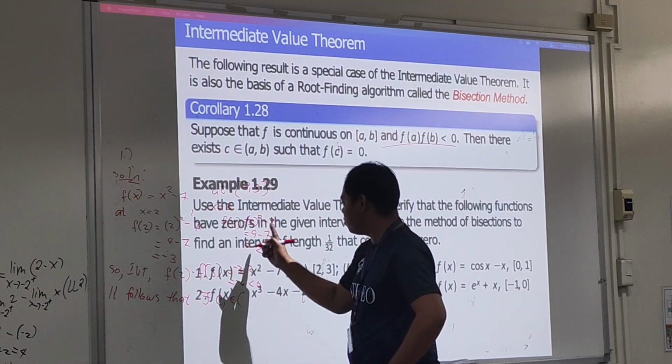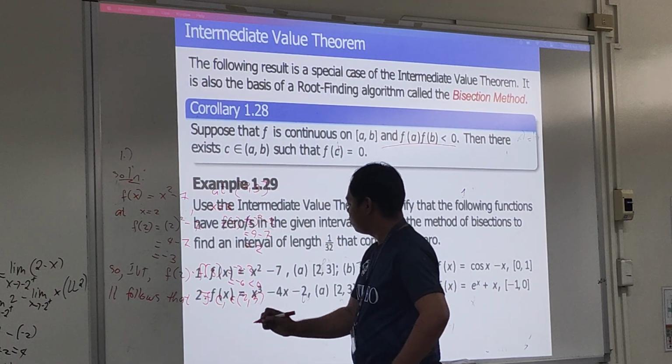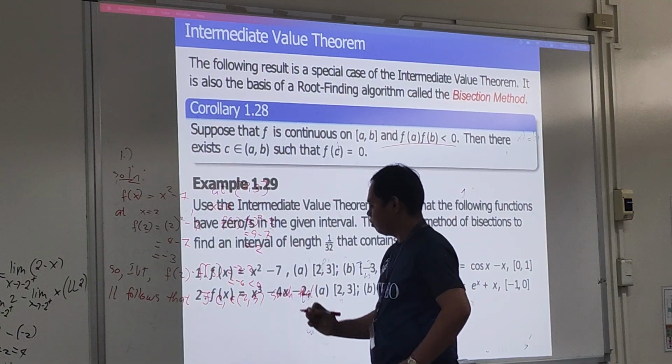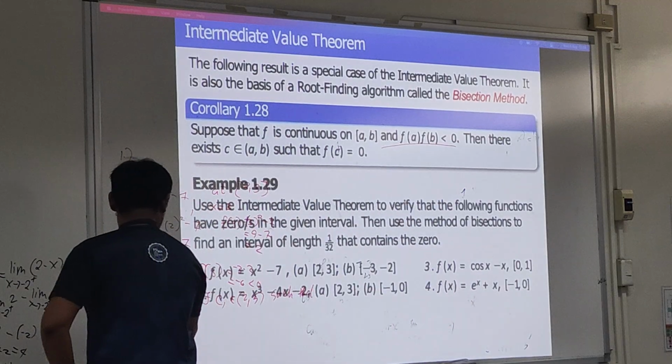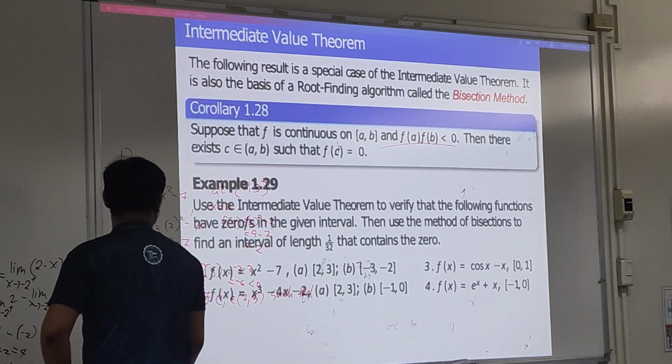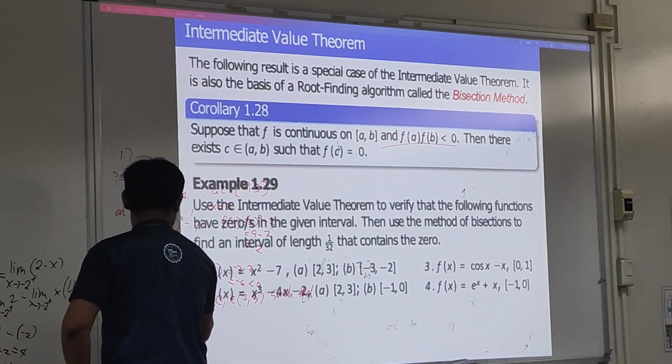interval 2 and 3, no? Such that f of C1 is equal to 0.